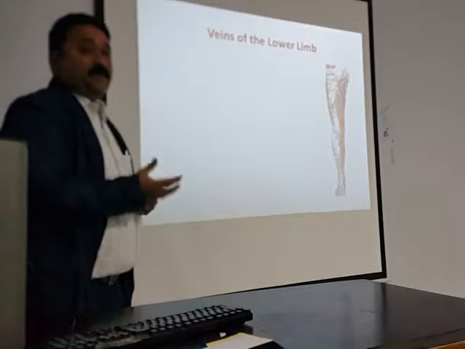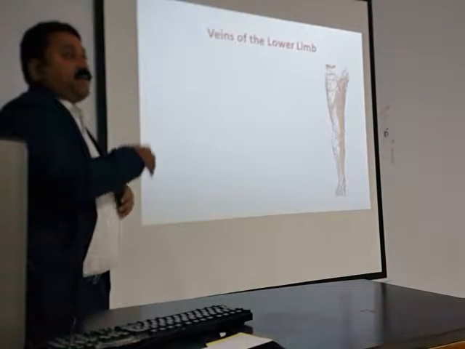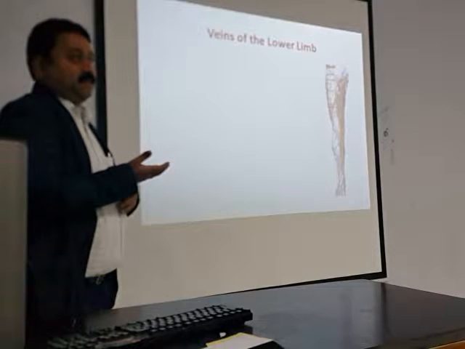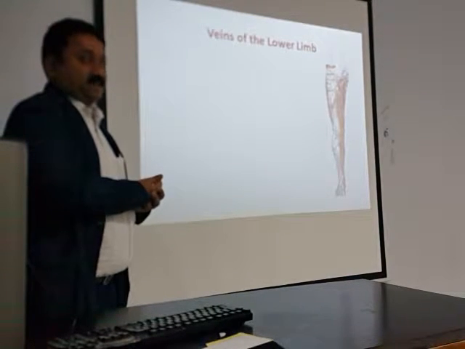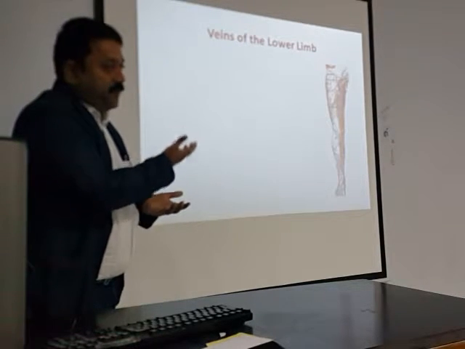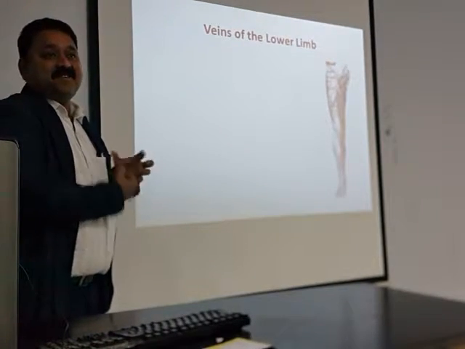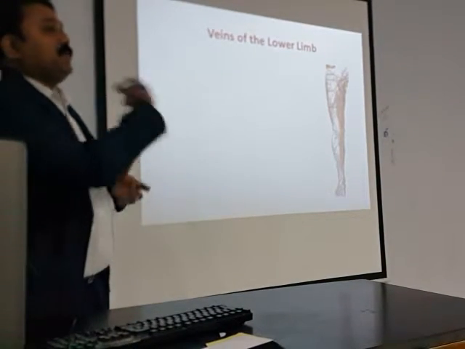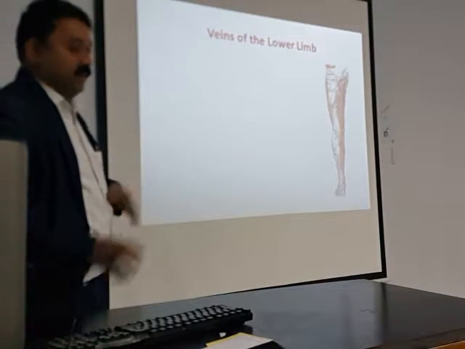Also, apart from this, the lower limb veins have valves, isn't it? Which provide unidirectional flow, isn't it? It prevents the backward flow. So these are the alterations in the venous system of the lower limb, because blood has to pump against the gravity.